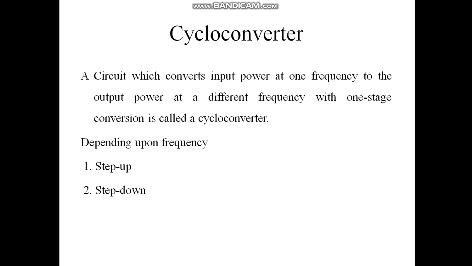So what are the different uses of a cycloconverter? The main applications at present include speed control of high power AC drives. Then it is used in induction heating, in static VAR compensation, and for converting variable speed alternator voltage to constant frequency output voltage for use as a power supply in aircraft or ships. So these are some applications of a cycloconverter.